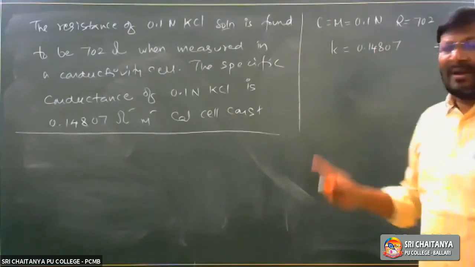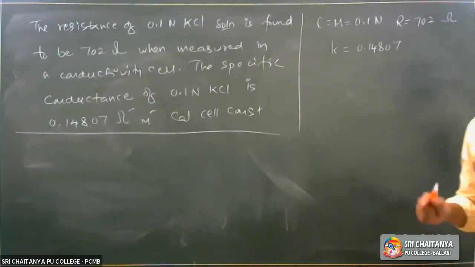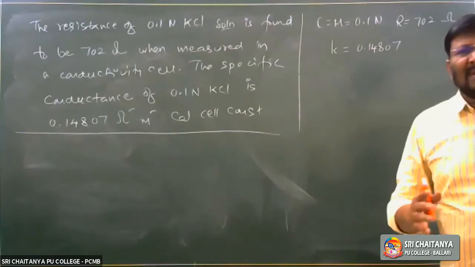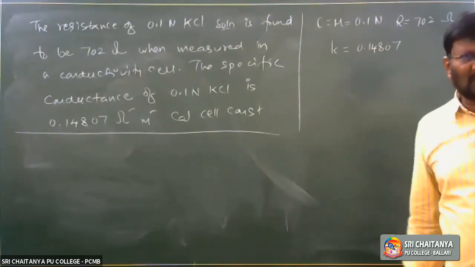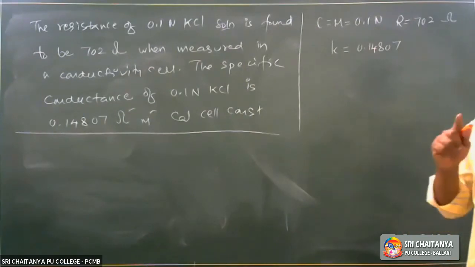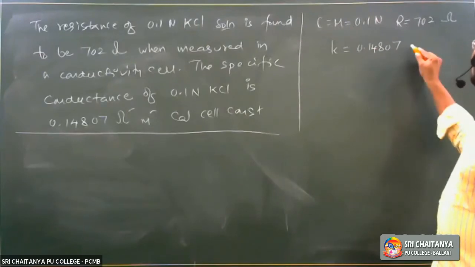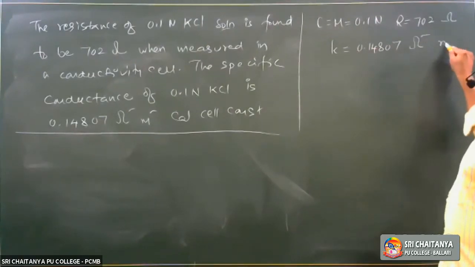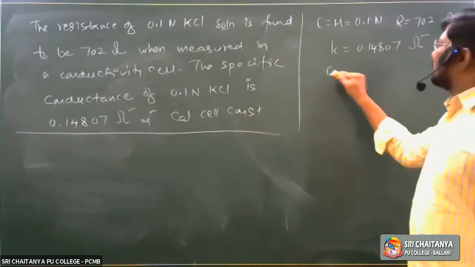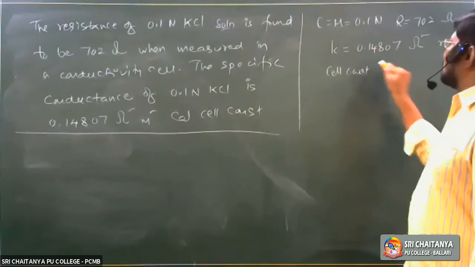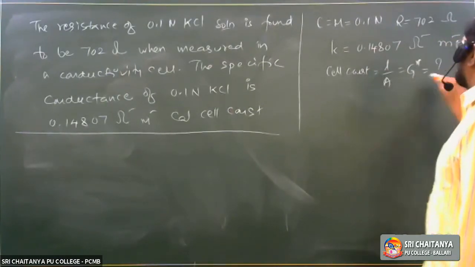0.14807. Please remember, in this part, especially the units are most important, because sometimes the problems may change in terms of the units also. Please put some concentration on this 0.7. So ohm inverse, then meter inverse per meter, then cell constant L by A, otherwise G star is how much?